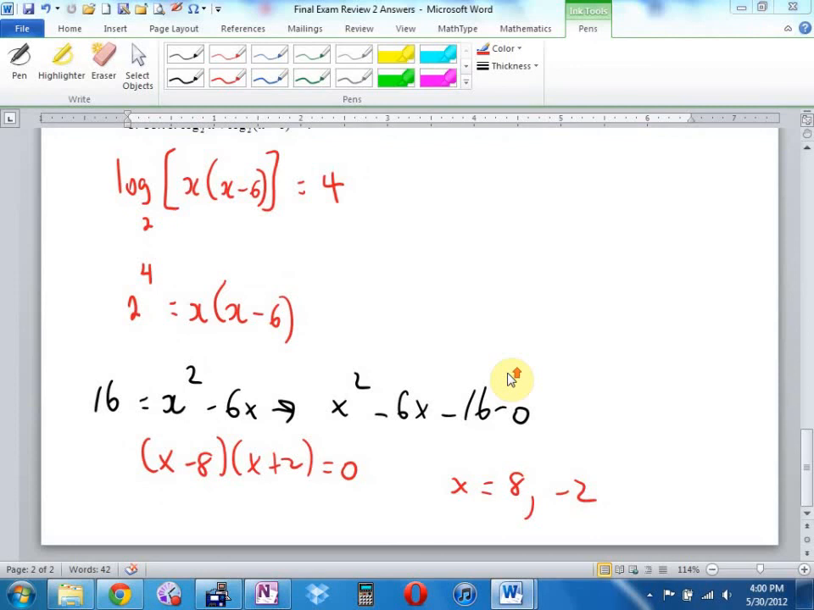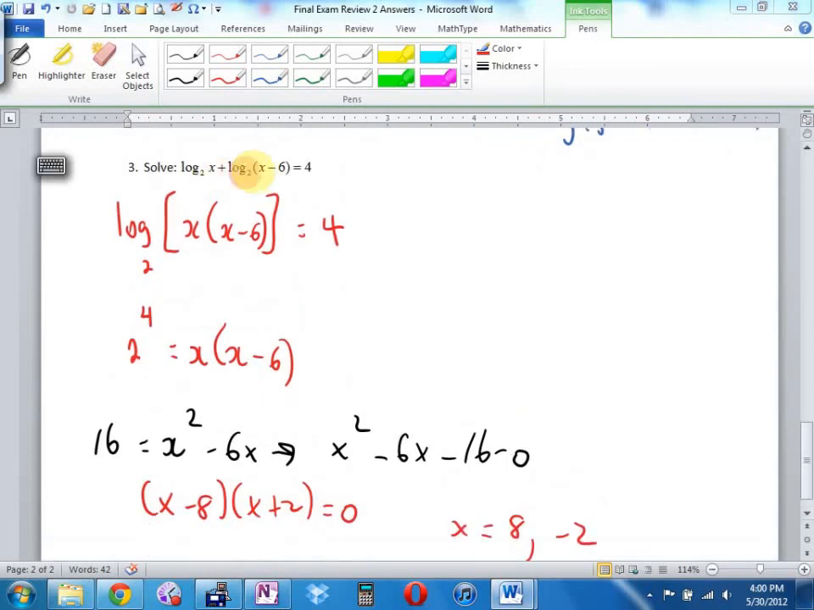Hey, there it is. Now let's look at the original equation. Can I put a -2 right there? No, because I can't take the log of a negative.